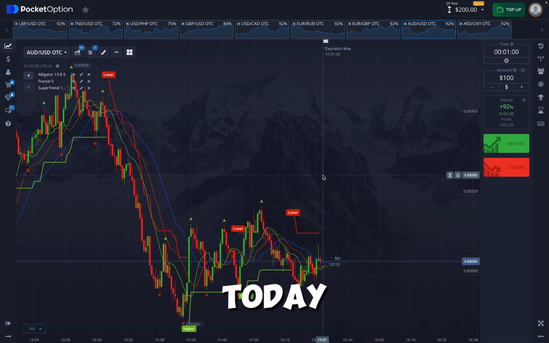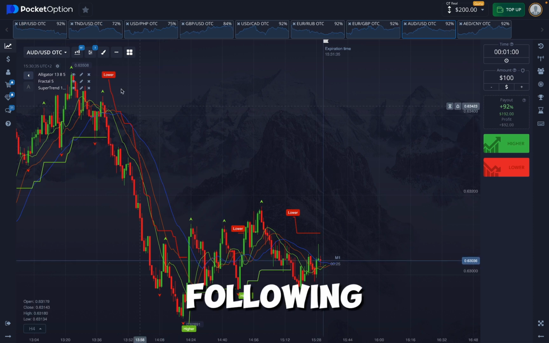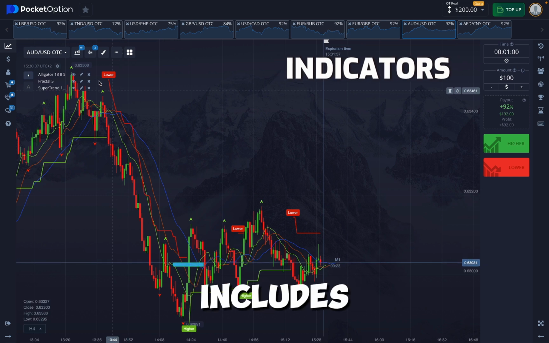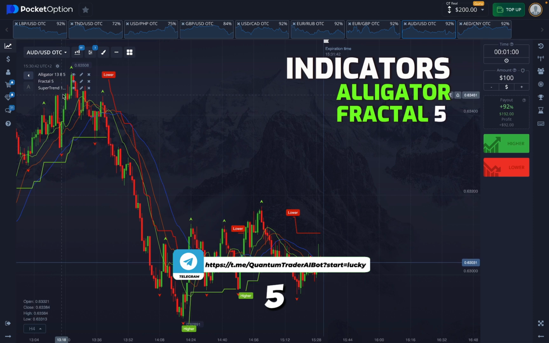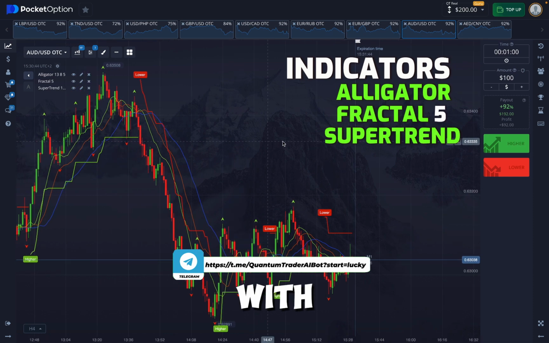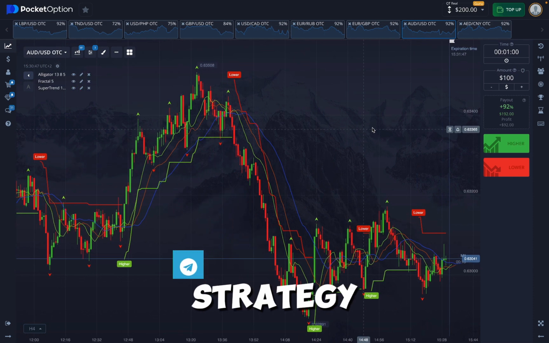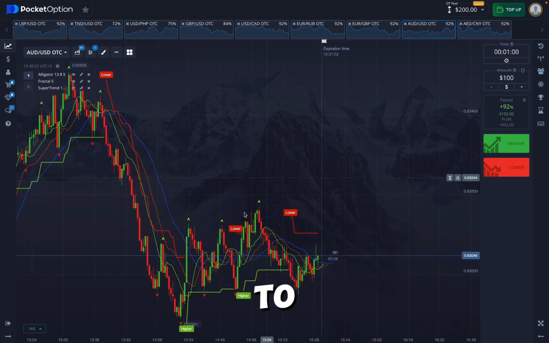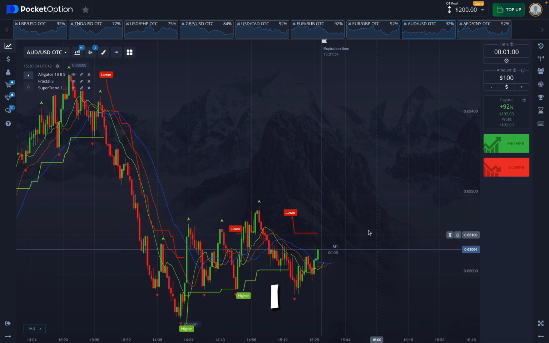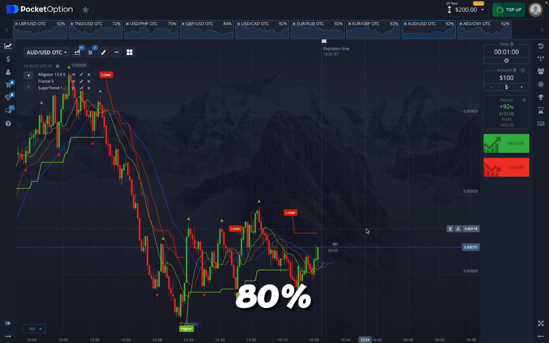On the trend, and today will not be an exception. For today's trading I have selected the following set of indicators, which includes Alligator with default settings, Fractal with a period of 5, and Supertrend also with default settings. Simple strategy and literally a few conditions for the entry point. You have to observe, and most of the positions, I think, that more than 80% of your positions with proper practice and proper analysis, you 100% will close in plus.